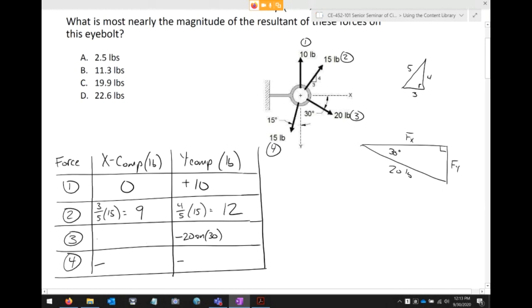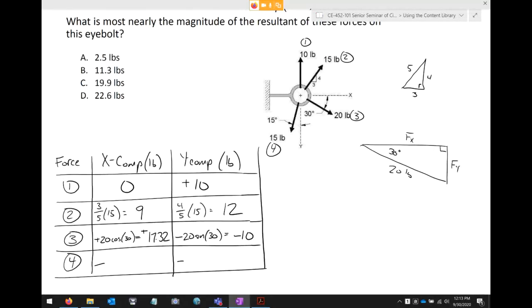I'm going to scooch this over a bit. Plus 20 cosine 30, and then 20 sine 30. Now, the sine of 30, this is something you all should be able to handle. So for the y component, that's going to be negative 10. For the x component, that's going to be positive, and it's like 17.32. So that should be straightforward.